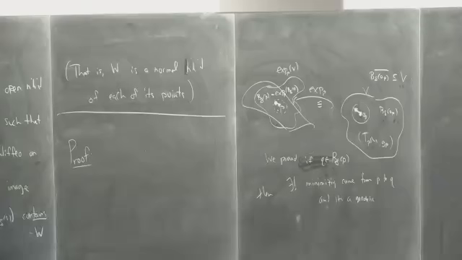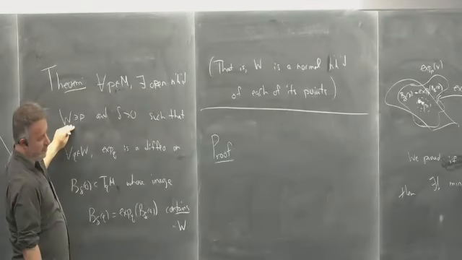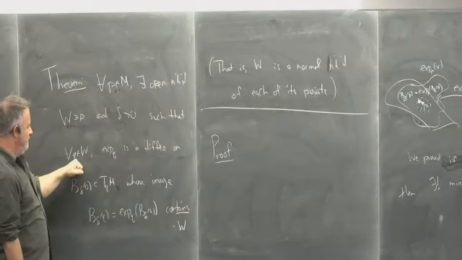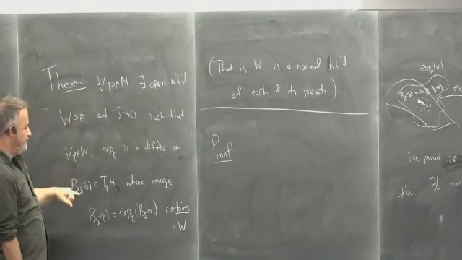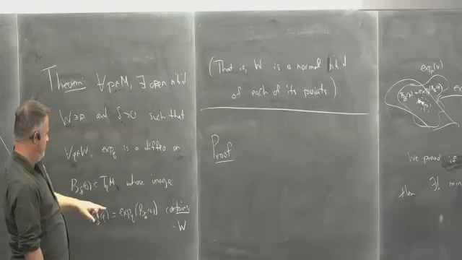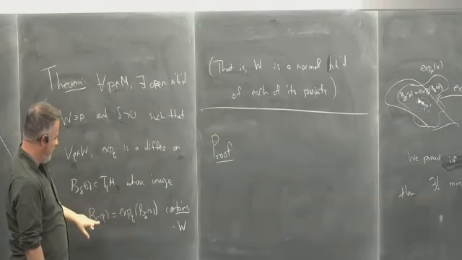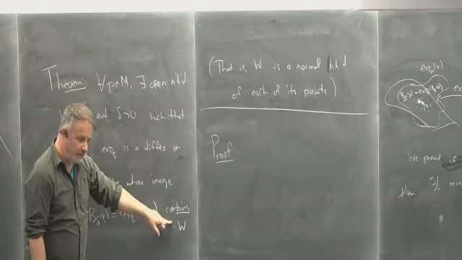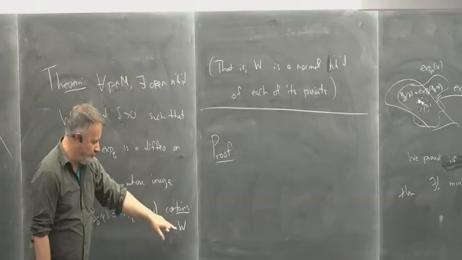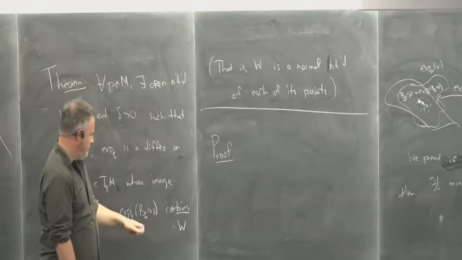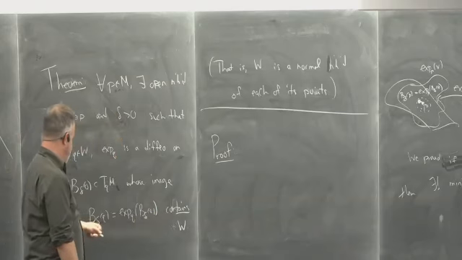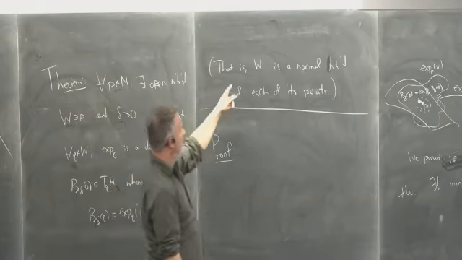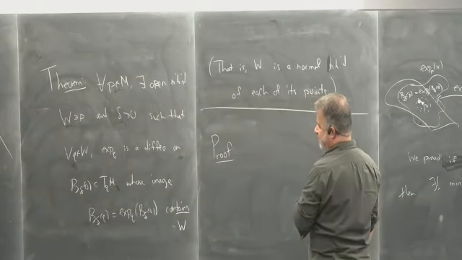So it says that for any point in the manifold, we can find an open neighborhood W and a delta such that for any point in W, the geodesic ball centered at that point with radius delta contains W. Any point in W is contained inside a geodesic ball centered at that point. So W is a normal neighborhood of each of its points.